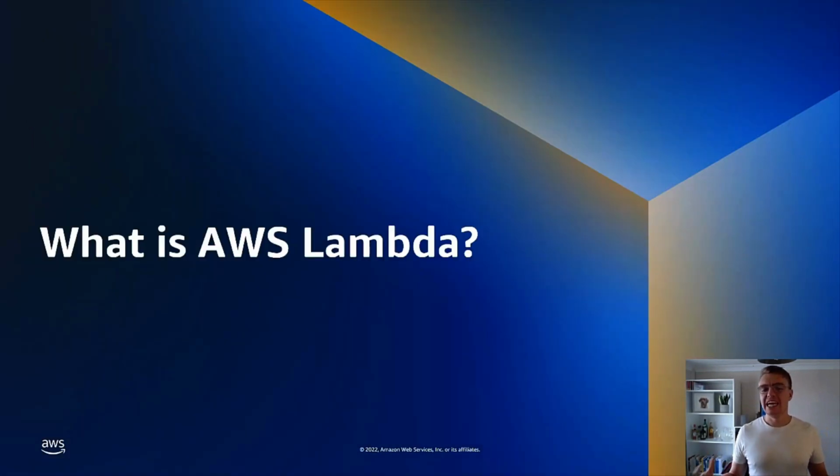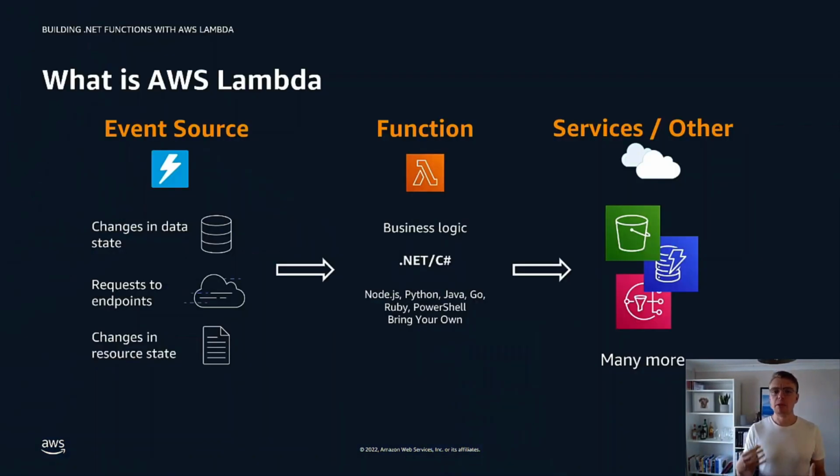Okay, so what is AWS Lambda? Before we dive into the .NET specifics, I just want to level set for a moment and make sure we're all on the same page for what AWS Lambda actually is. Lambda's biggest superpower is that it's completely event driven. Lambda reacts to things that are happening in your system, and it does that without you provisioning or managing any servers. You only pay for the compute time you consume, and there's no charge when your code isn't running.